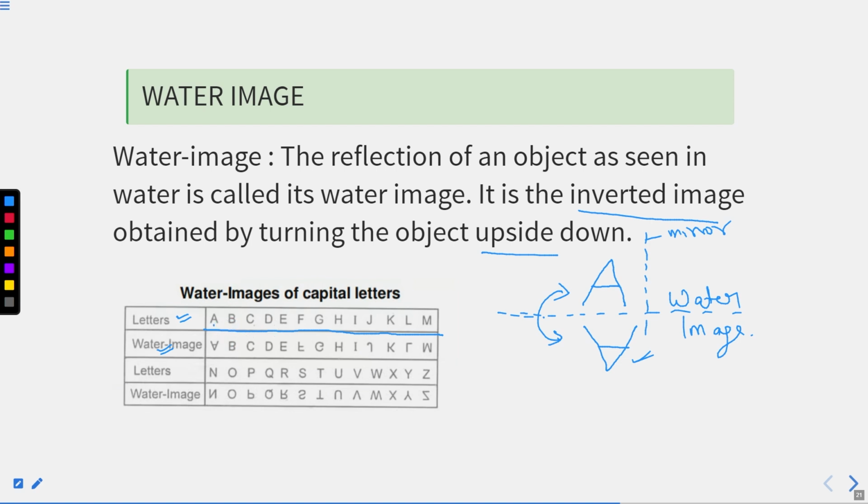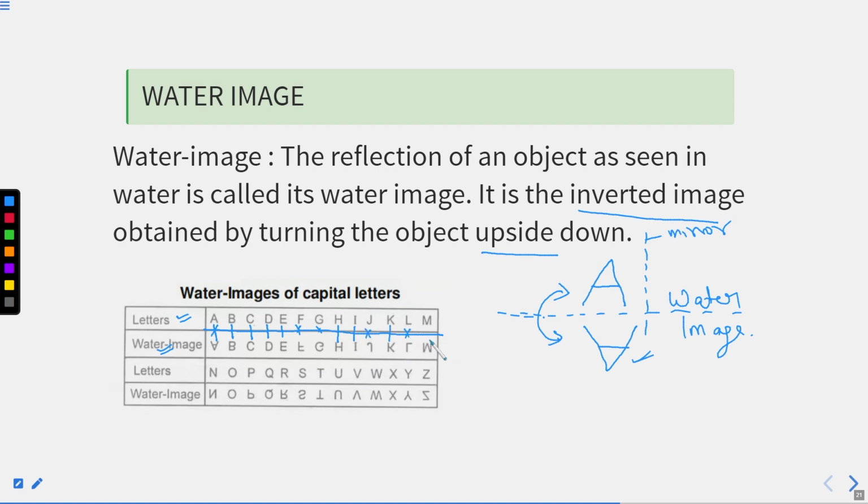For A, we have already discussed. For B, we have already discussed and it will remain same. For D, it will remain same. For E, it will remain same. For F, it will not remain same, right? For G, it will not remain same. For H, it will remain same. For I, it will remain same. For J, it will be different. For K, it will be same.